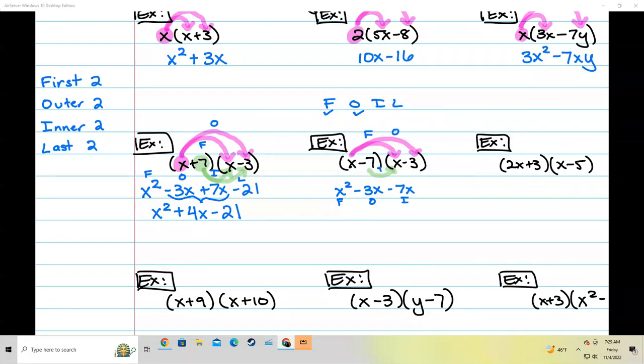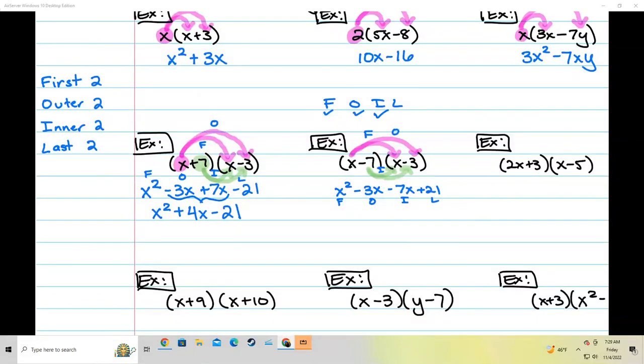That's my I. And then L stands for the last two. The last two, that's the last one from each one. So it'd be the negative 7 and the negative 3. So from each parentheses, the last two, negative 7 and negative 3. Negative 7 times negative 3, that's a positive 21.